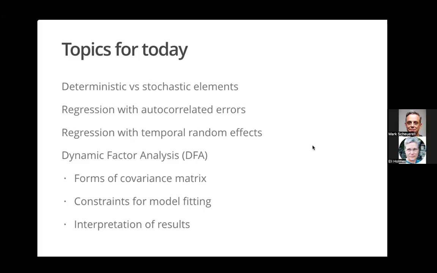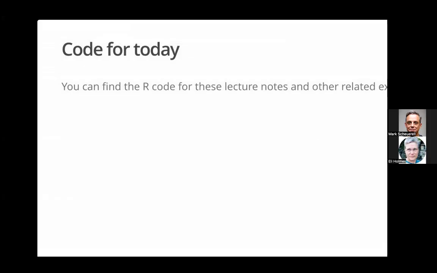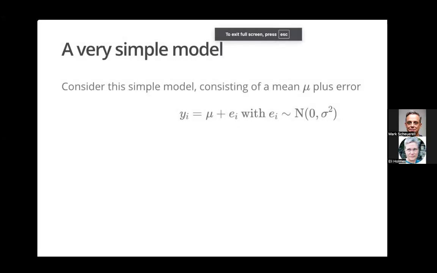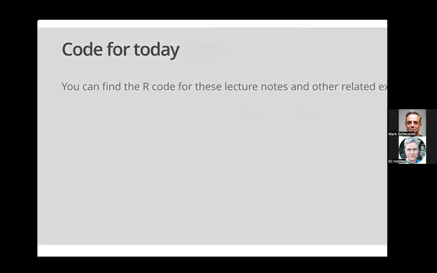And then we'll get into this notion of dynamic factor analysis, and we'll talk about different aspects of this when thinking about covariance matrices. There's a few little tricks we have to use when we fit these models to make them identifiable. We'll talk about that, and then ways that we can interpret the results. Okay, meeting is being recorded. Okie dokie. If you want to follow along, the code is downloadable there.